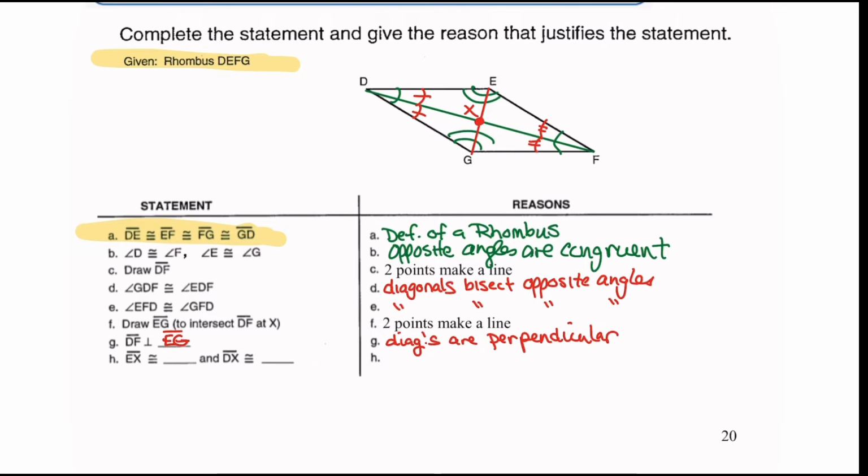The last one is EX, so that's going to be from here to here, is going to be congruent to this guy, GX, and DX is going to be congruent to FX, because in this case, diagonals bisect each other, because it's a parallelogram.